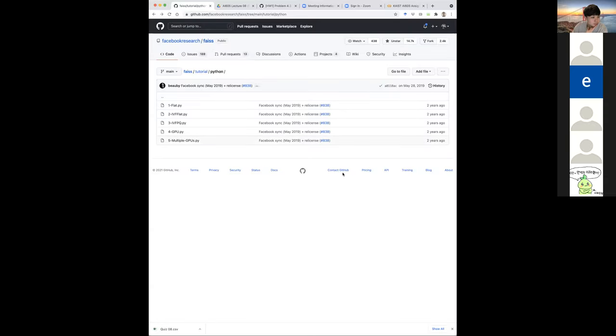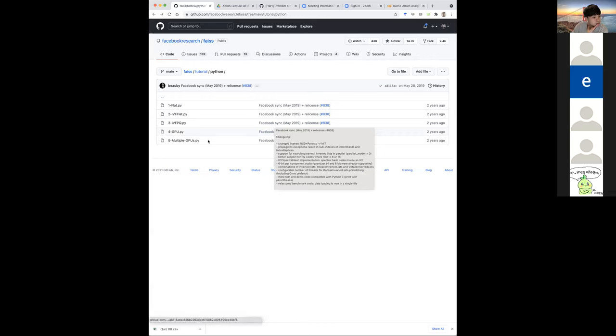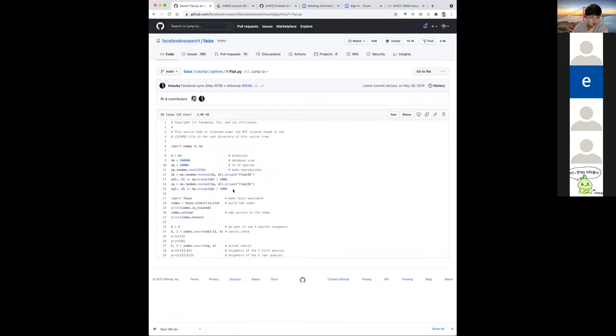So I think you see the Google Chrome. So I'll first show you how you can actually create an index without any approximation. In this case, you basically just do the brute force search.